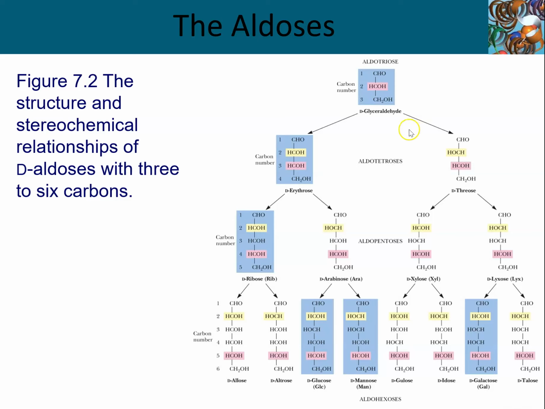So we've got our D-glyceraldehyde here, and it's, like I said, D because of the orientation of the hydroxyl group off of the highest asymmetric carbon. So in this case, it's the second carbon.